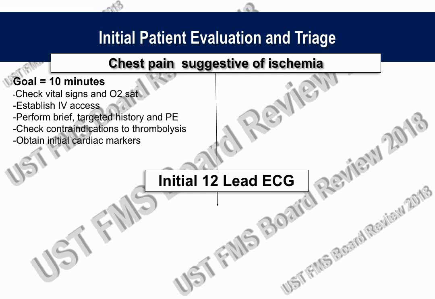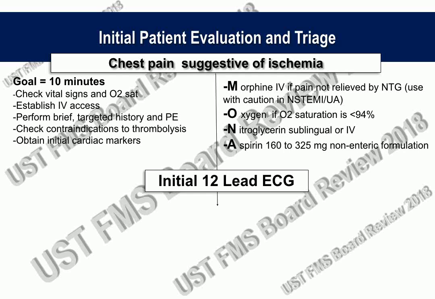The emergency treatment in the ER consists of the following, represented by the acronym MONA. Okay, you can give your morphine for pain relief. If the pain is not relieved by your nitroglycerin, you give your patient oxygen, especially if oxygen saturation is less than 94%, nitroglycerin sublingual or IV, and your aspirin, 160 to 325 milligrams to be chewed, ideally.